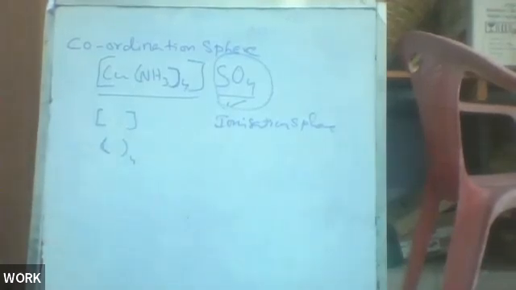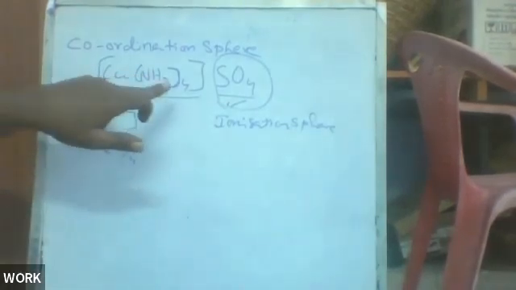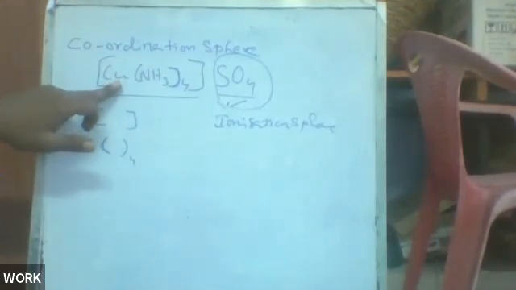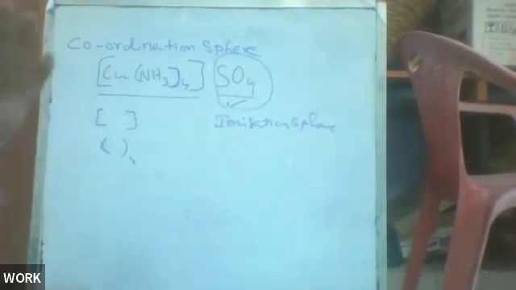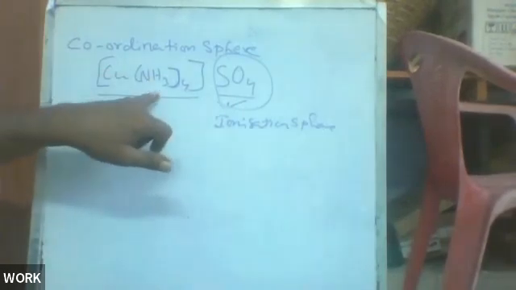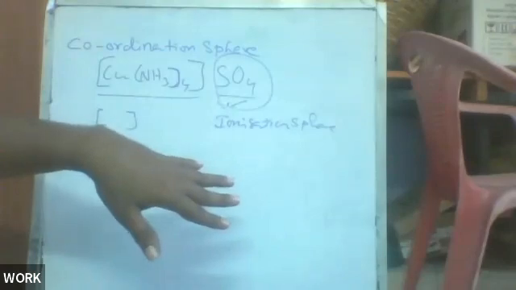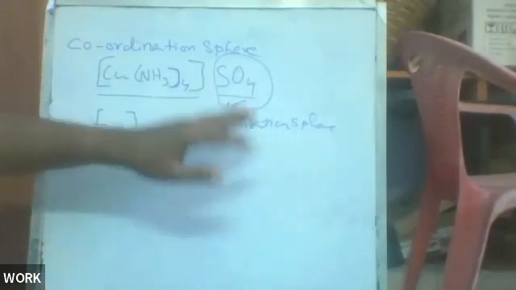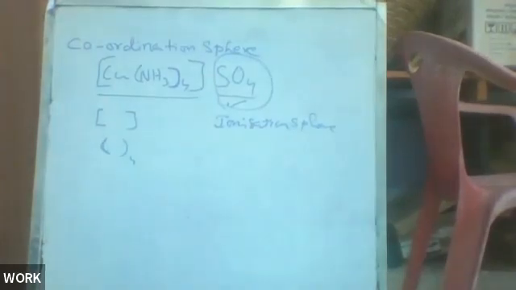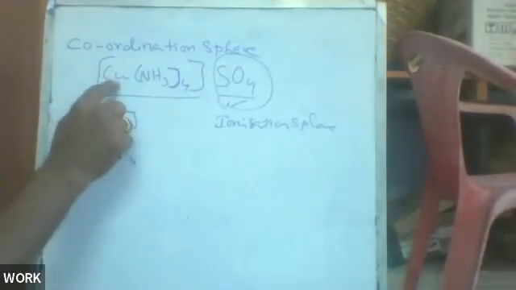Now, coordination number. The total number of ligands, neutral or negative ions, attached to the central atom in the coordination sphere is called the coordination number of the metal. In the coordination sphere, you have ligand and metal atom. This is ligand, this is metal atom. The other side is called the ionization sphere, which is not ligand. Now look at the copper which is attached with ammonia.